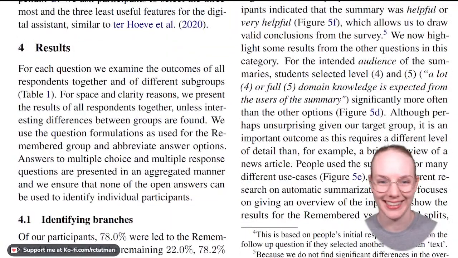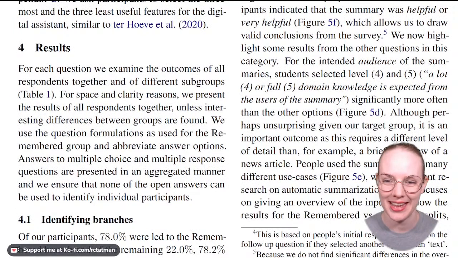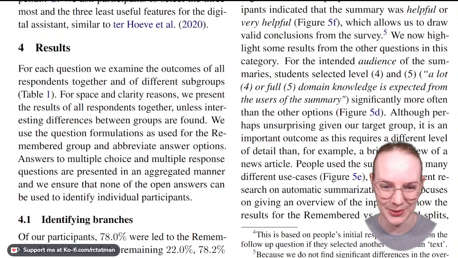Results. Yay! For each question, we examine the outcomes of all respondents together and of different subgroups, table 1. So I imagine that's pulling them apart by like major. For space and clarity reasons, we present the results of all respondents together unless interesting differences between groups are found. Okay, I'm not going to go to the appendices unless they tell us to. We use the question formulations as used for the remembered group and abbreviated answer options.